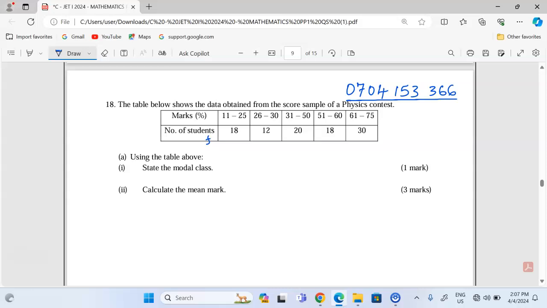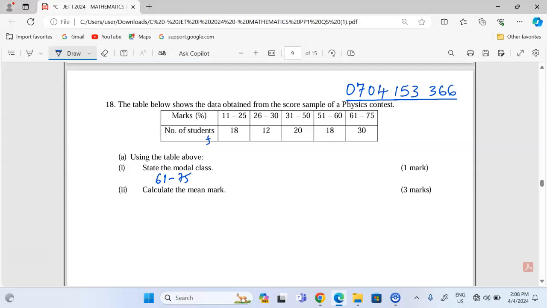The modal class is the class which has the highest frequency. And according to our data, that class is going to be 61 to 75. So that is the class with the highest frequency, a frequency of 30.